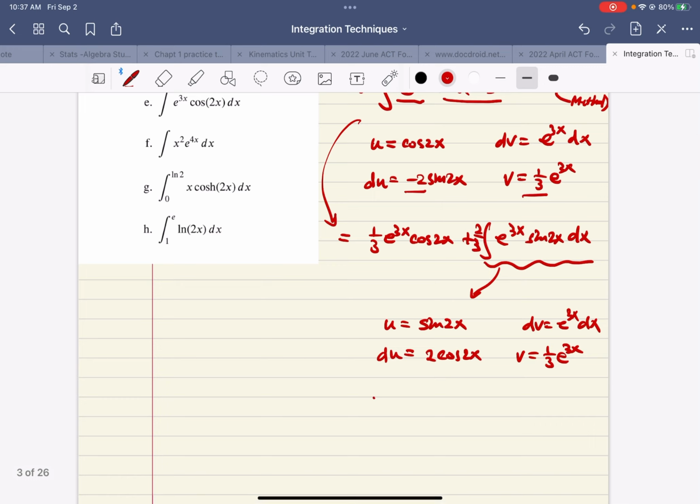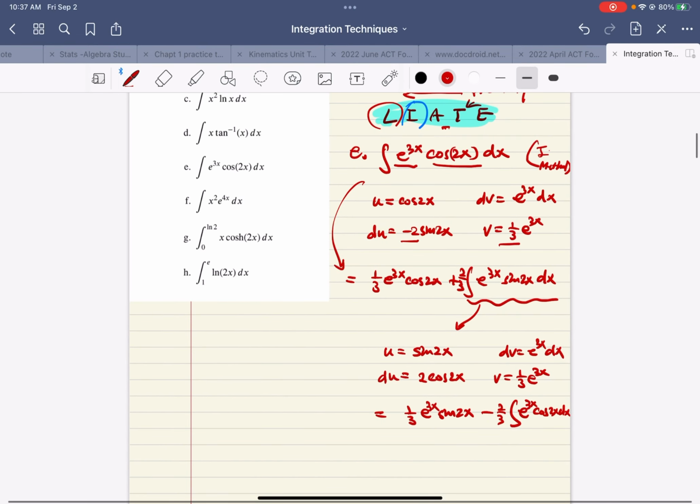So only that portion will be uv: 1/3 e to the 3x sine 2x minus v du, so 2/3 integral e to the 3x cosine 2x dx. Now, if you look at only this portion, that's the same as your original one. I came back to the original one. So let's say we call this one I for my convenience. That's why we call it the I method.